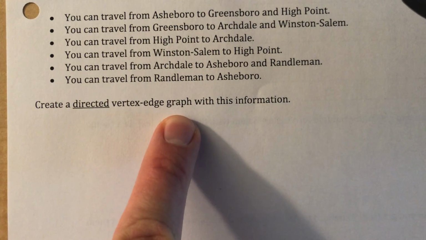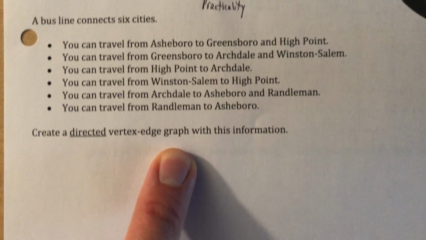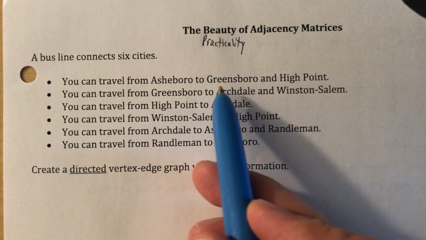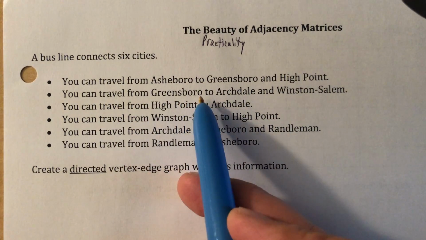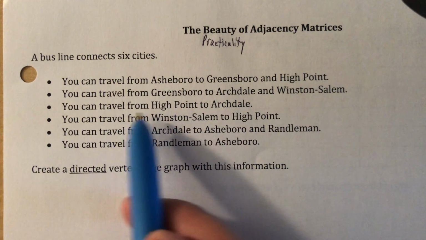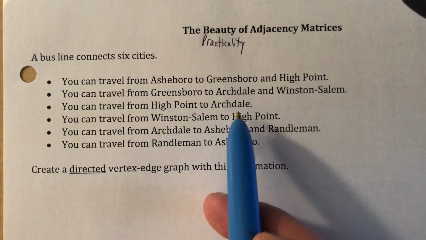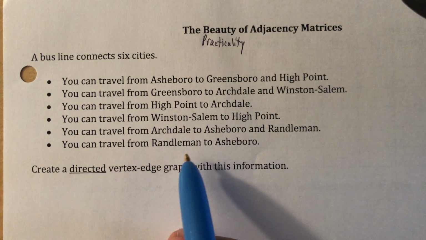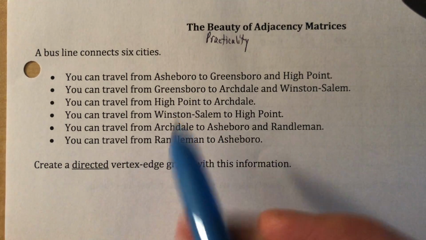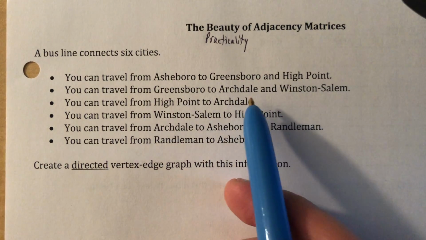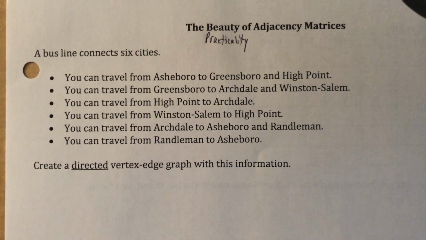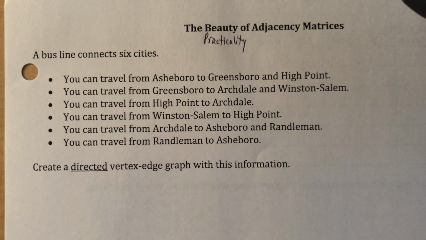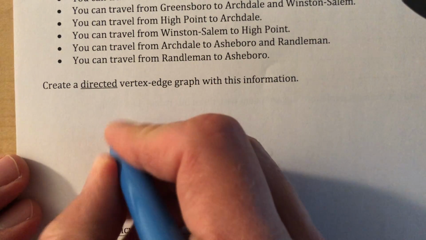I need to make a vertex edge graph, so I need to know what my vertices are. So my vertices are Asheboro, Greensboro, High Point, Archdale, Winston-Salem, Randleman. There are 6. So let's do it.